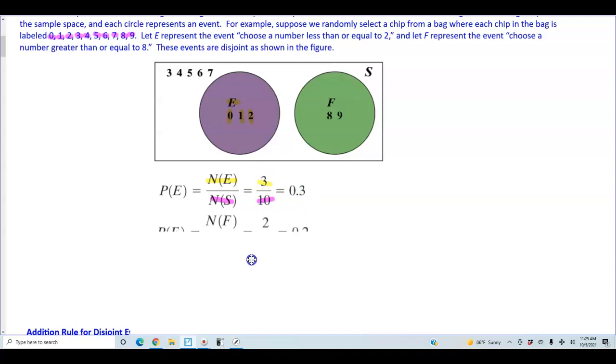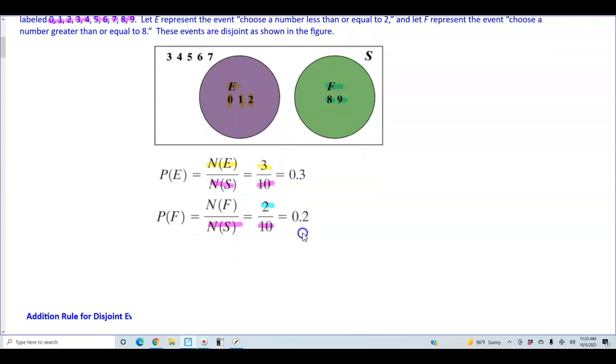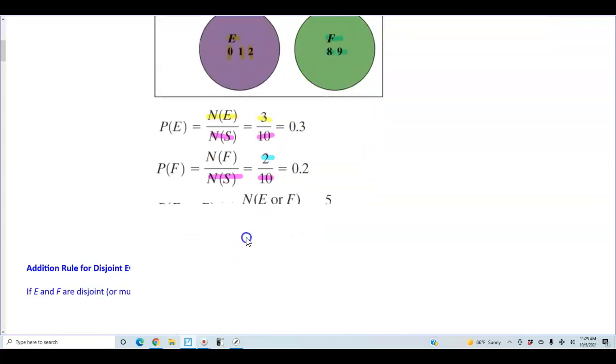Now, if we want to find the number of outcomes in F, meaning what are the total numbers in event F? Well, we know that we have 2 numbers. So there's 2 numbers in event F, and then we're dividing it by the number in the sample space, which again we know is 10. So therefore, 2 over 10 gives us 0.2.